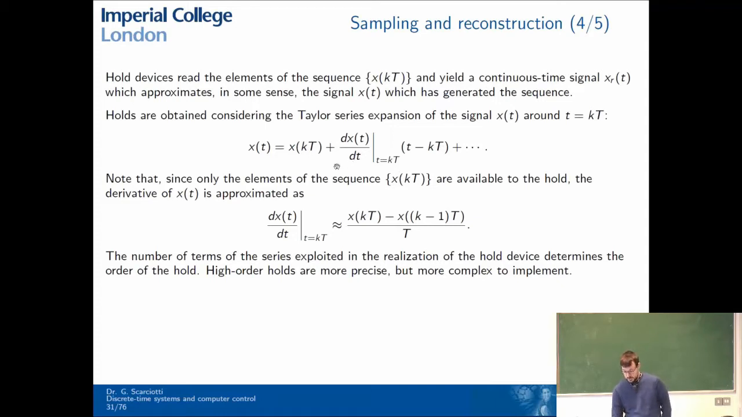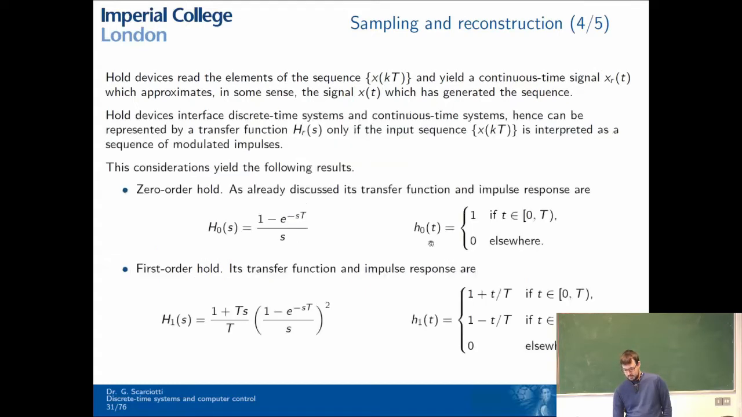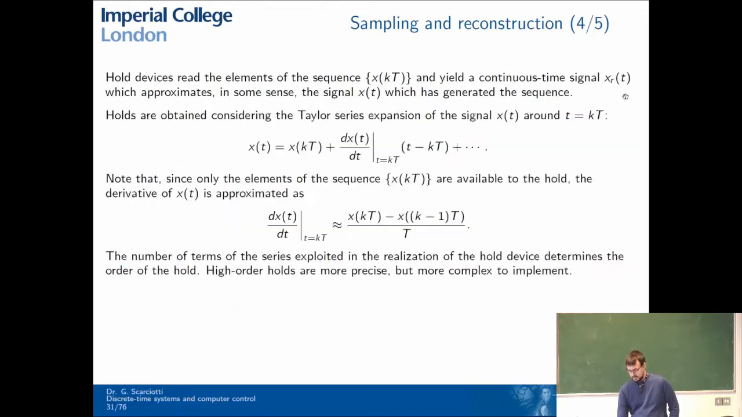Obviously, this is an approximation. It's a very coarse approximation if we are approximating x(t) just with the first value. And even when we consider, for instance, the first order hold, this is a better approximation, but we also have to consider that there is an approximation caused by the fact that the derivative is not an exact derivative, but is a discrete time approximation of the derivative. So the hold device reads the elements of the sequence x(kT) and produces an approximated, reconstructed signal x_r(t). So x_r(t), in the case of the zero order hold, is just x(kT). In the case of the first order hold, it is the sum of these two terms, and so on.